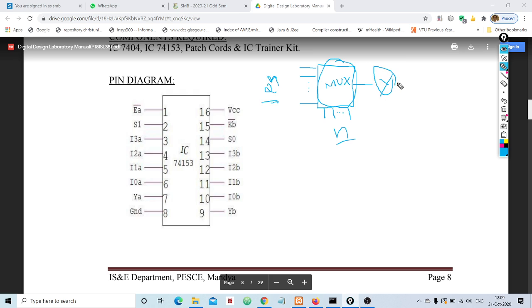One simple example for this is, let us assume n value as 2. So how many input lines will be there if n is 2? Then it will have 2 to the power of 2. 2 to the power of 2 means what? It will have 4 input lines. We shall label the input lines as 0, 1, 2, 3. Clear? And how many special input lines will be there? 2, right? Because n value is 2. And how many output lines will be there? Only one output line will be there.